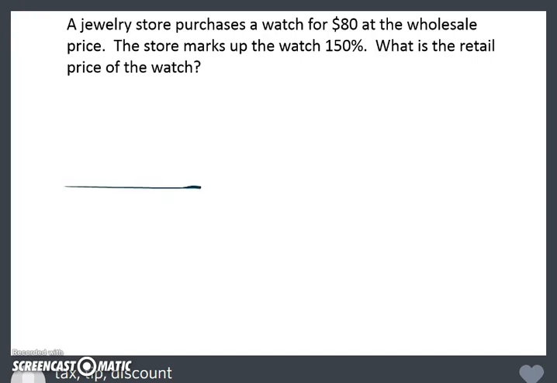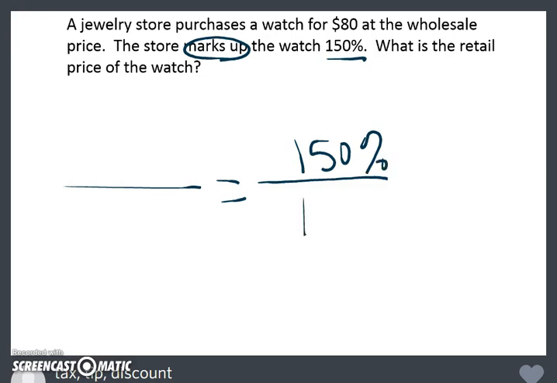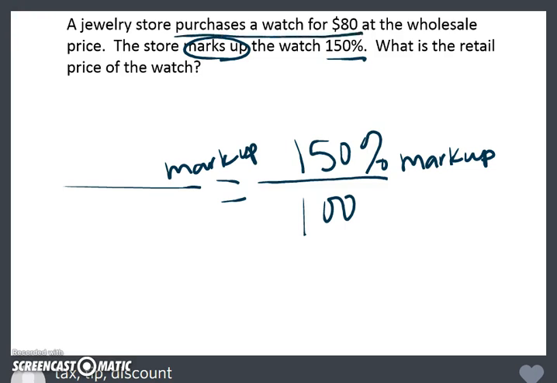And after we do that, we're going to add that to the wholesale price. So a jewelry store purchases a watch for $80 at the wholesale price. The store marks up the watch 150%. So what is the retail price of the watch? So I know it's 150% out of 100, and that's the markup. So whatever we get over here is also going to be the markup. Okay, so they purchase, the original price is $80.